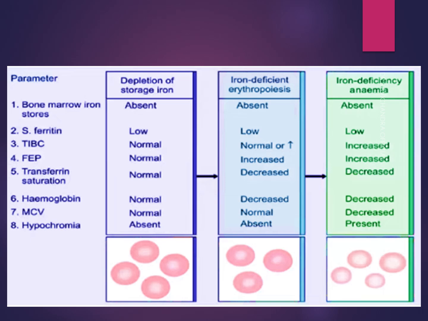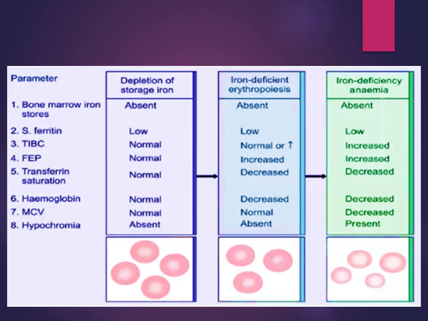So MCV values will be reduced, hemoglobin will be reduced, and transferrin saturation will be reduced. As these are reduced, the available storage iron form, that is serum ferritin, will be very low, and as all bone marrow iron stores are being depleted, the FeP levels and total iron binding capacity will increase and all the red blood cells will show hypochromasia.